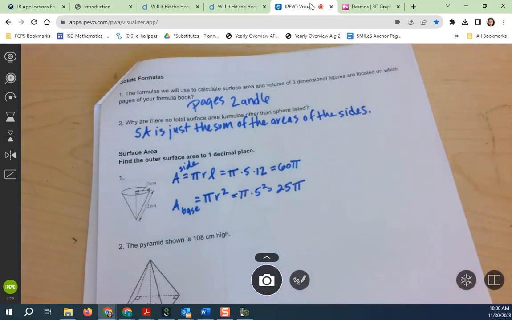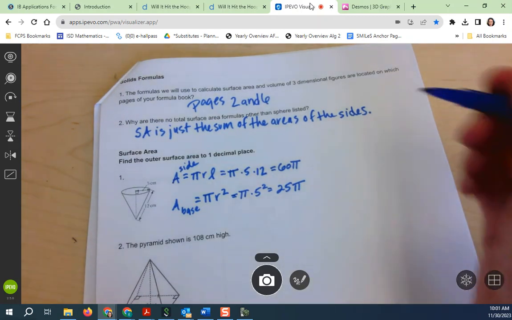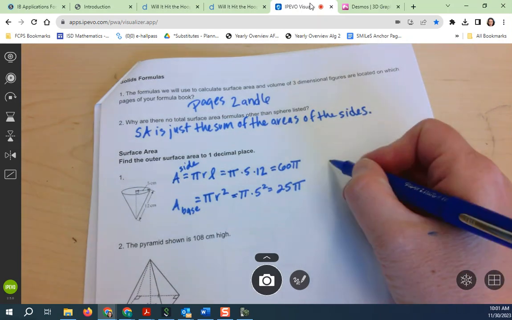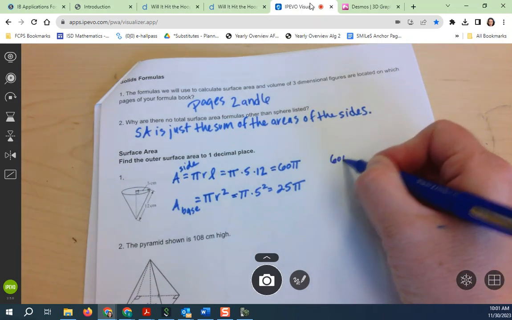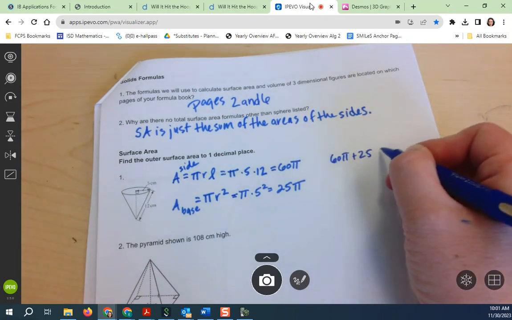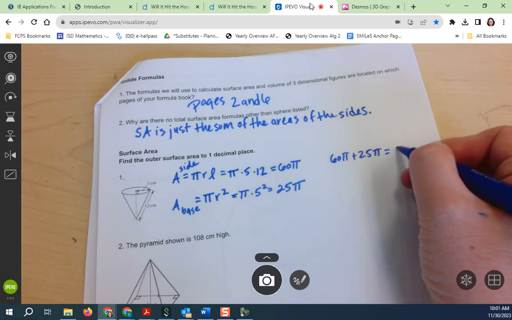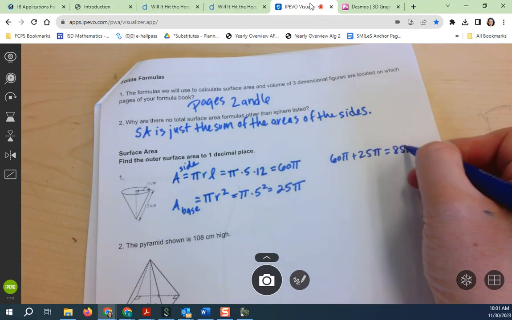Okay, so I just told you don't give me an answer in terms of pi, but why have I written them in terms of pi so far? So I get the most exact answer, right? So keep it in terms of pi as long as reasonable, and then after that you can get your exact or close to exact answer. So we'll do 60 pi plus 25 pi equals 85 pi.